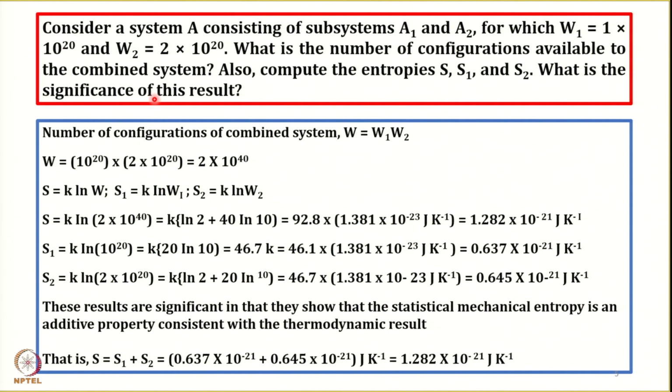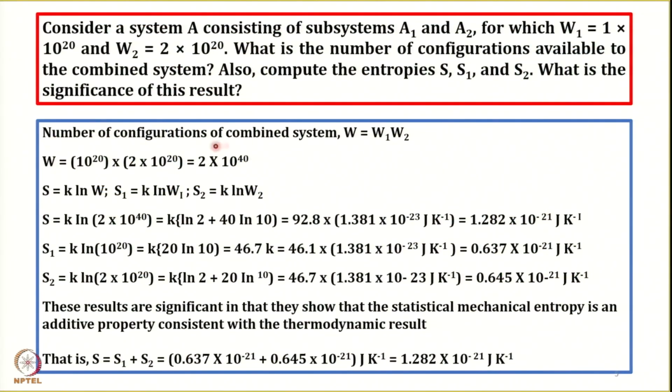So what is given to us is a system A which consists of two subsystems A1 and A2, and there are corresponding weights. We can write W for A, W1 for A1, W2 for A2. Similarly, S for the combined system, A1 and A2, that is A, and S1 for A1 and S2 for A2.